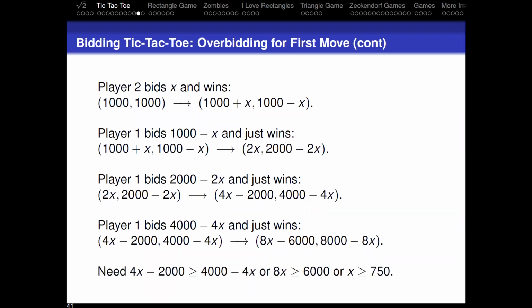So we need 4X minus 2,000, which was our last bid, to be greater than 4,000 minus 4X. Or when the dust settles, X has to be greater than or equal to 750. So if you bid, let's do it explicitly.